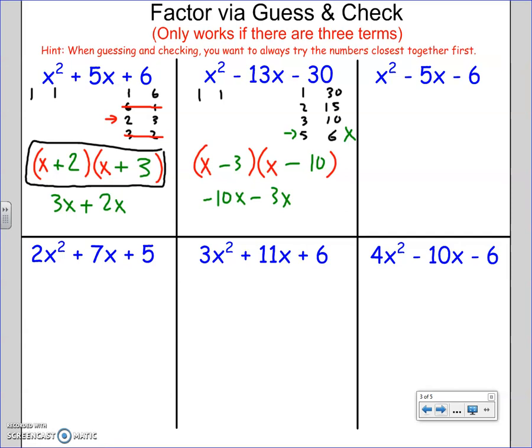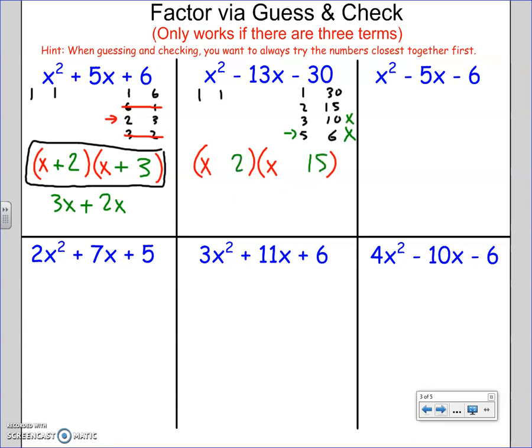But remember, I have to check the sign of L. Negative 3 times negative 10, a negative negative is positive. This is a minus 30 though, so this is wrong. If it was a plus 30, I would have been right. So I guessed the wrong pair again, even though it's really close. But you have to check the sign of L. So cross that out. I'll try the next one, 2 and 15.